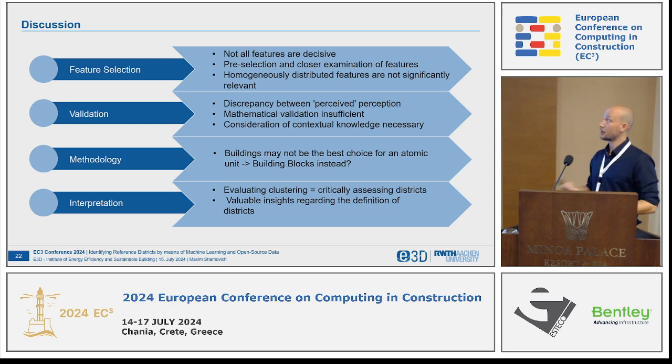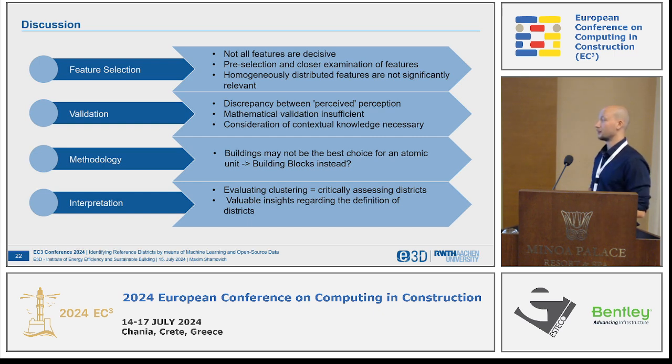Validation. There's a discrepancy between the perceived perception and the mathematical validation. So even though the number, the silhouette score, does help somewhat to identify a cluster, without actually going to the districts and seeing if they feel cohesive, it's not enough to have a number pointed to a cluster. Methodology. Maybe starting from a building as the atomic unit of clustering isn't the right approach. Maybe you should go one step higher, so building blocks, multiple buildings of same size and around same heat demand would be a better starting point.